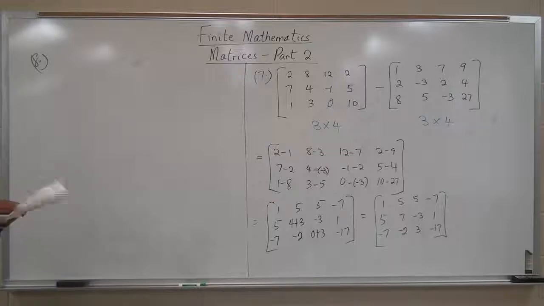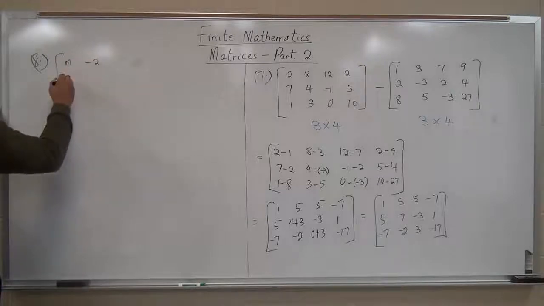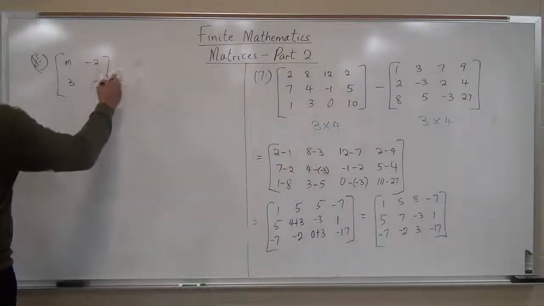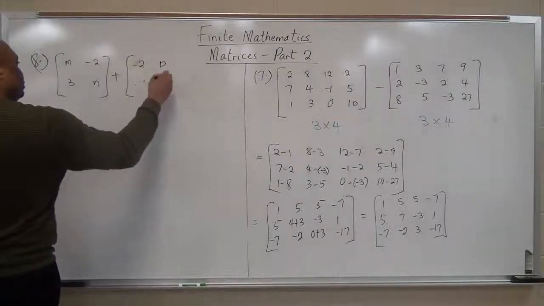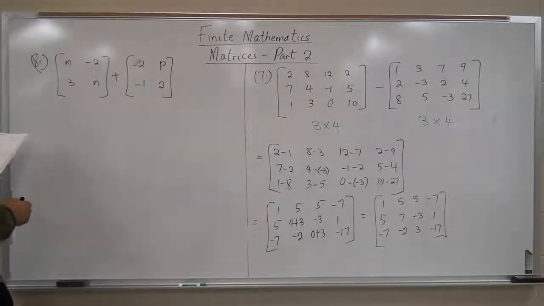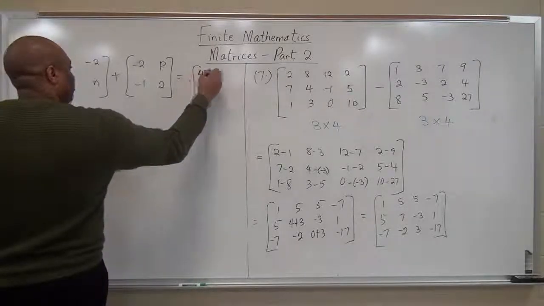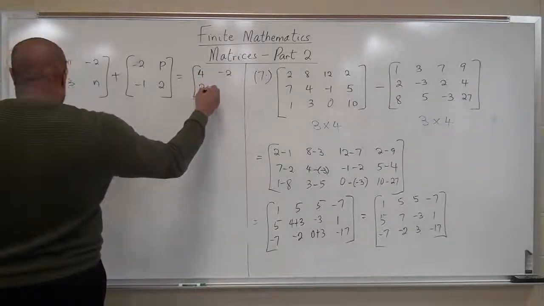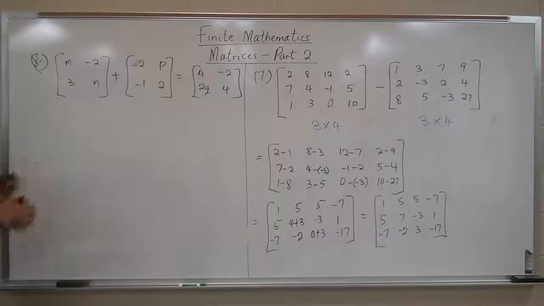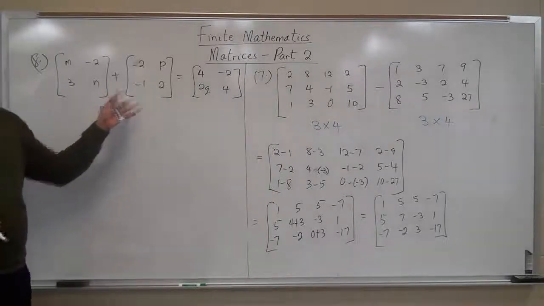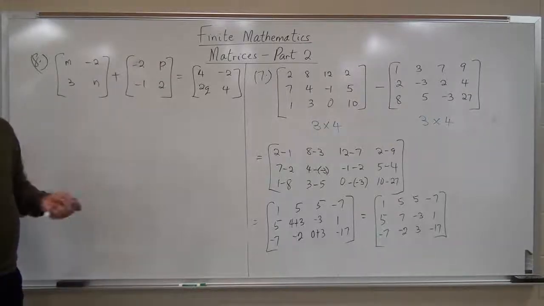Let's do some algebra. We have this matrix by row: m, negative 2, 3, n, plus by row: negative 2, p, negative 1, 2. Equal to, by row: 4, negative 2, 2q, 4. So this is both an addition and equality of matrices. Both of them.